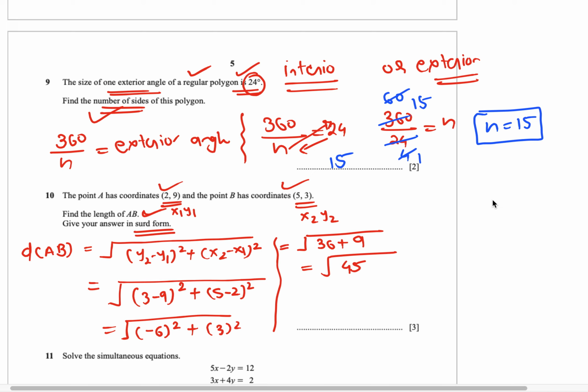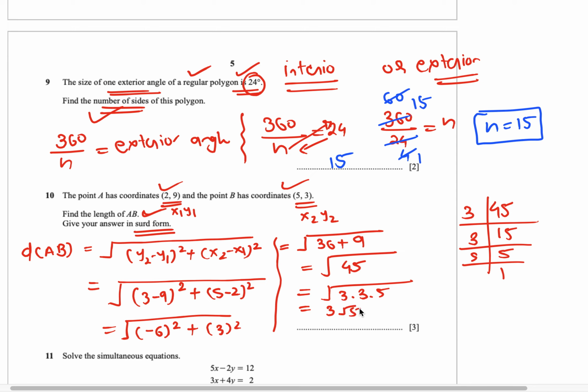I will make a ladder tree. 45 can be divided by 3, then 15 is 3 fives, 5 is 5 ones. So I can write it like this: 3, 3, 5. So it can be written as 3 root 5, and that is our final answer. Guys, understood? I hope you guys are getting everything.